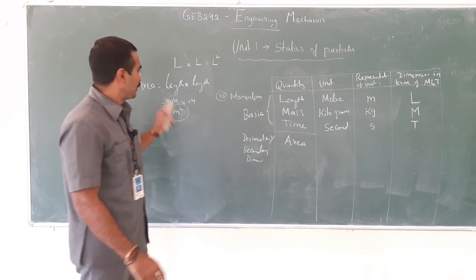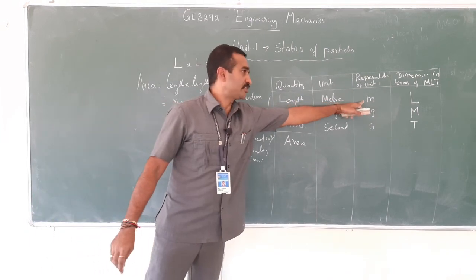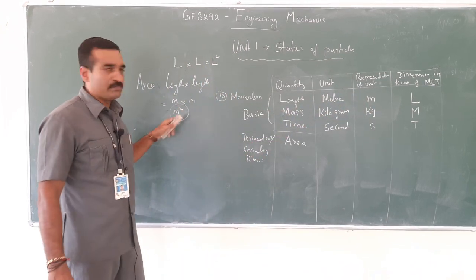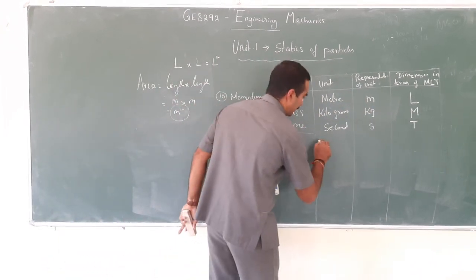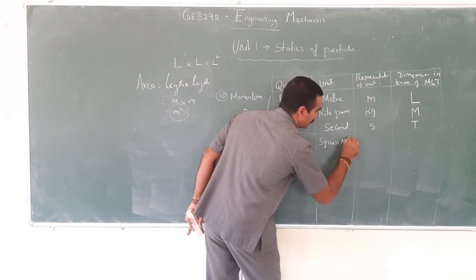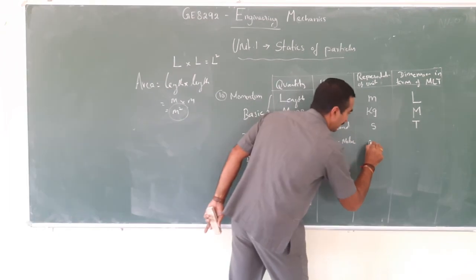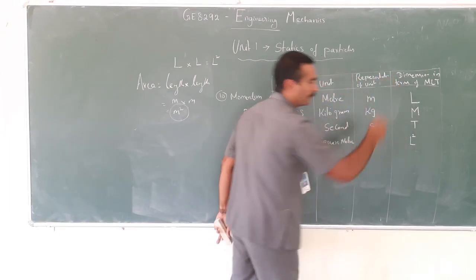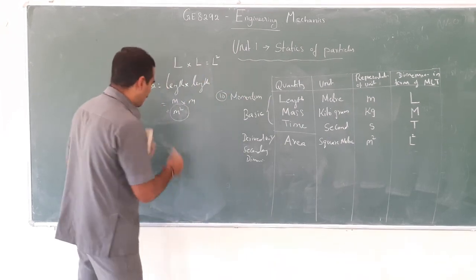Clear? So as far as unit is concerned, what is the representation of unit? Here it is m into m, so square meter. How can this be written? Meter square. And how can this dimension be written? L square. Got it?